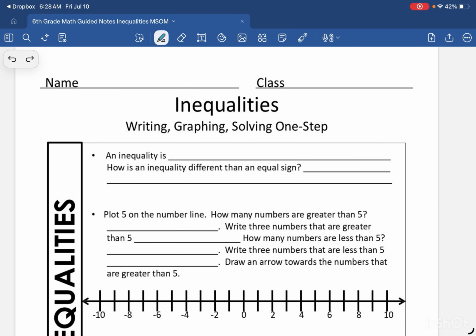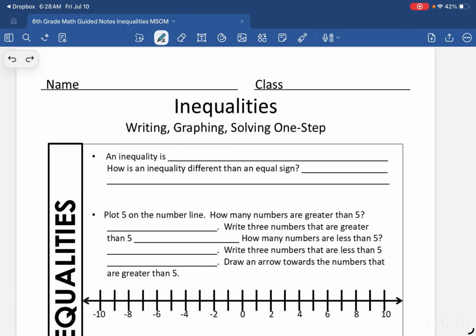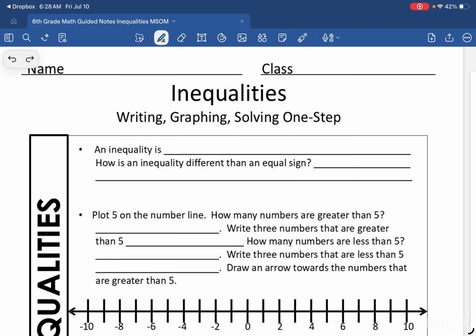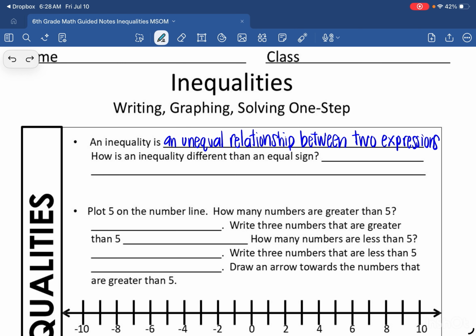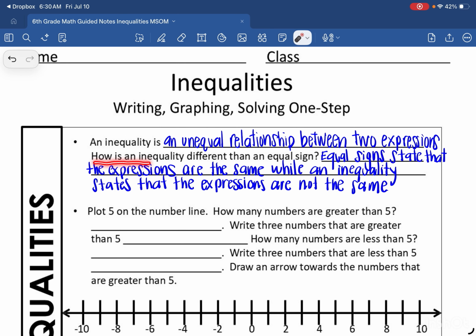Hi everyone, these are the writing, graphing, and solving one-step inequalities guided notes. An inequality is an unequal relationship between two expressions. How is an inequality different than an equal sign? Equal signs state that the expressions are the same, while an inequality states that the expressions are not the same.